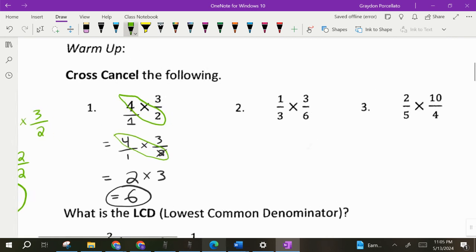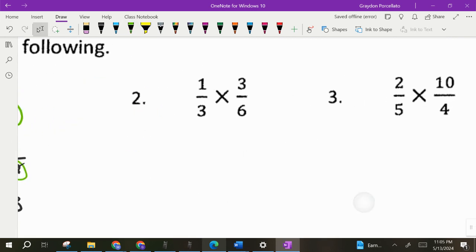So in this next one, we're going to zoom in a little bit here. We have 1 over 3 times 3 over 6. I'm going to notice that diagonally, these 3's are the same. So the 3 divided by 3, we always do the top over the bottom. 3 divided by 3 is actually just 1. So those just cancel out, and all we're left with is 1 over 6.